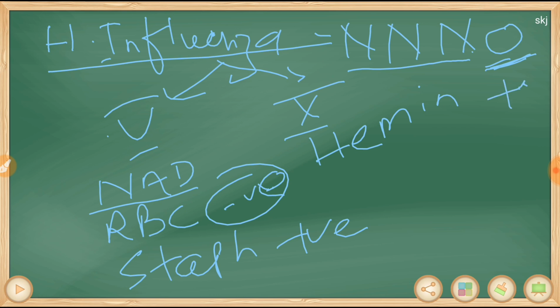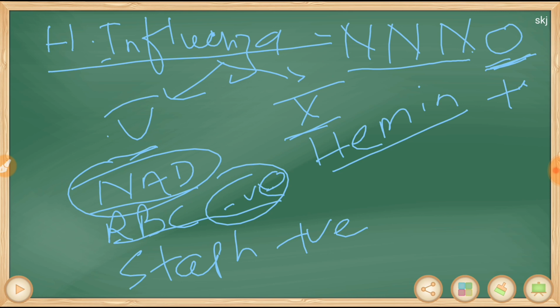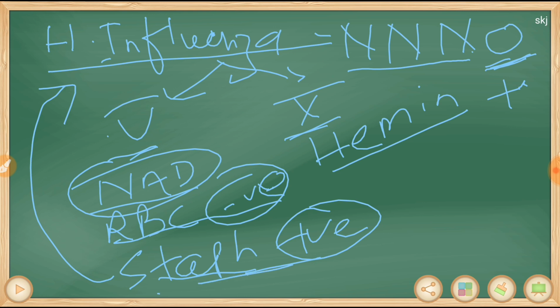Oxidase positive organism H influenzae requires growth factors, factor 5 and factor 10. Factor 5 is NAD, nicotinamide adenine dinucleotide, and factor 10 is also known as hemin. Factor 5 is the most required growth factor for H influenzae, and it is absent in the RBC, that means in blood, but present in Staphylococcus. In the presence of Staph aureus, it provides factor 5 for H influenzae growth.